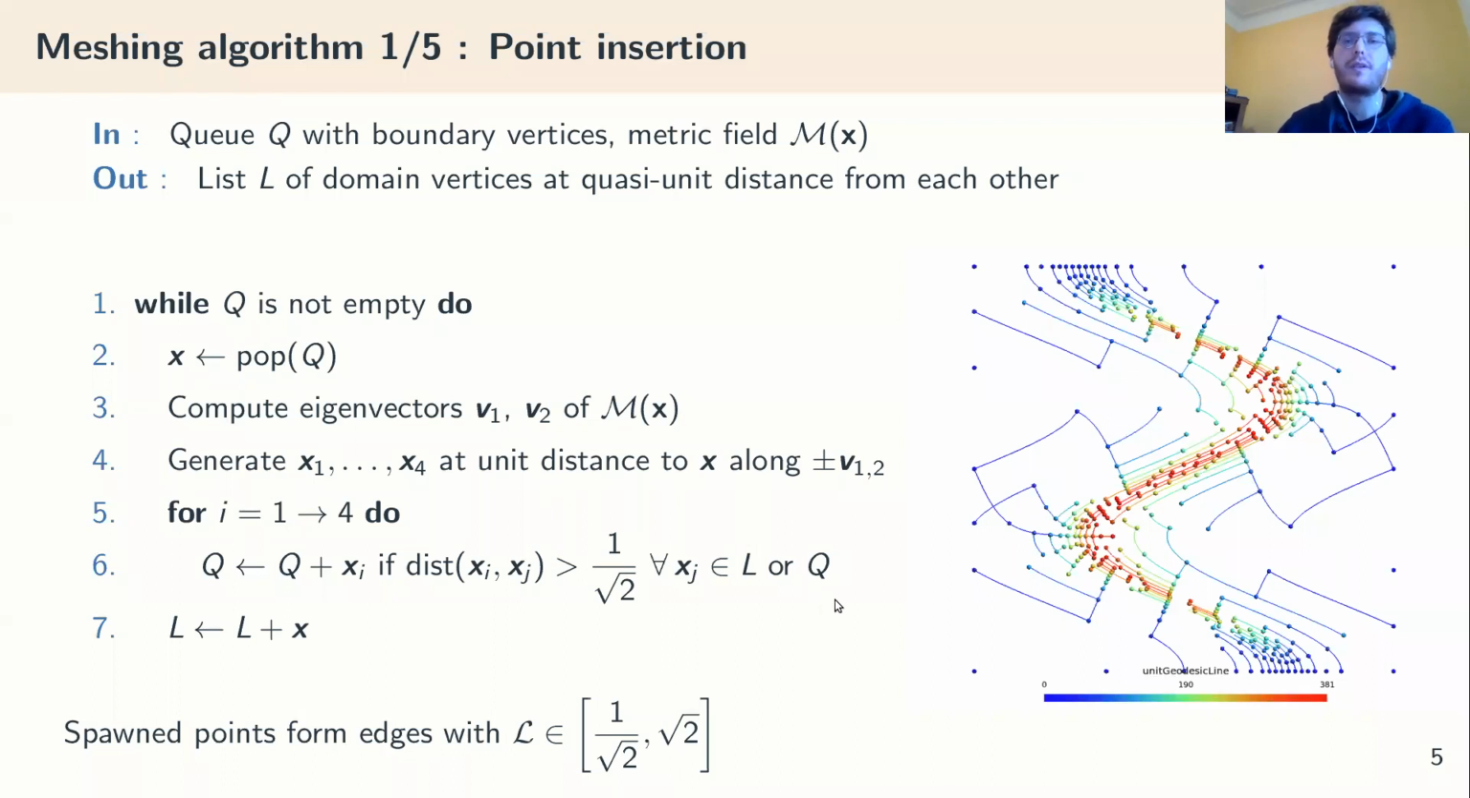This way we ensure that all the points we insert are within a distance 1 over square root of 2 and square root of 2. This is our definition of a quasi-unit edge, so that we make sure when we connect those points, they will form edges that are within this interval and hence are called quasi-unit.